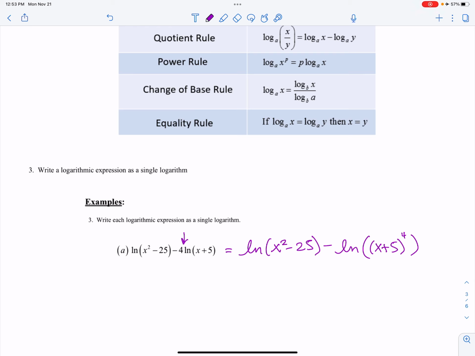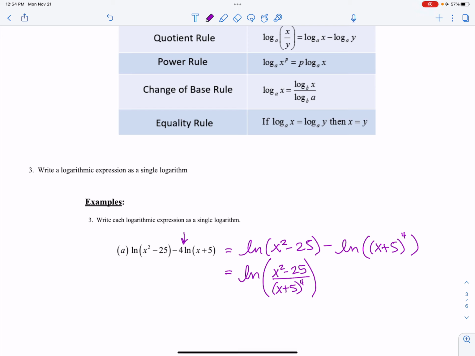Okay, now that they're both just a singular natural log, we can rewrite that. What do we do when we are subtracting 2 logs? Well, we can rewrite that using our quotient rule. When we have one quantity minus another, we can rewrite those as the numerator and the denominator. So I'm going to have natural log of x squared minus 25 over x plus 5 to the 4th power. That's inside my natural log.